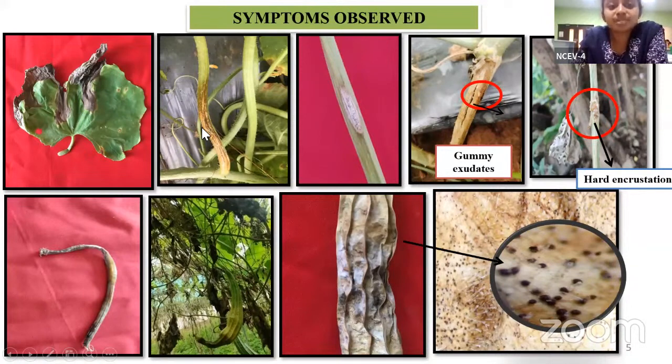When we look at the symptoms on the stem, the water-soaked spots initially occurred at the joints and then enlarged into streaks and then turned into creamish colored cankers. The stem also split longitudinally and showed golden amber colored gummy exudates. Might be the reason this disease was named gummy stem blight. After this, the gummy exudates develop into hard encrustations.